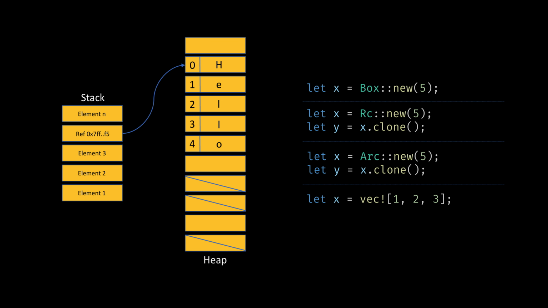In general, the Box type is useful for creating a single owned heap allocated value. Rc and Arc types are useful for creating shared references to heap allocated values. Vec is useful for creating dynamic arrays that can grow and shrink as needed.